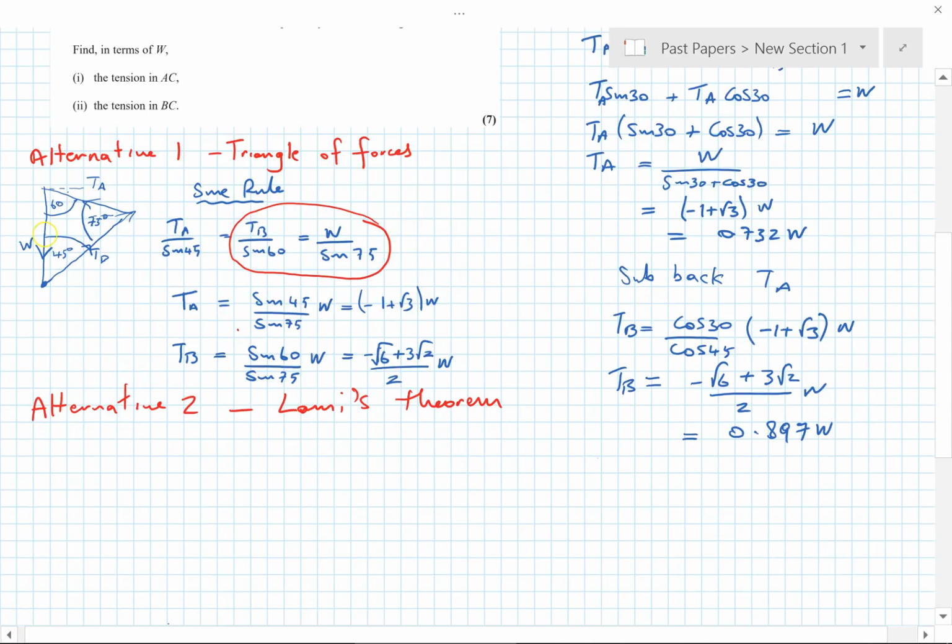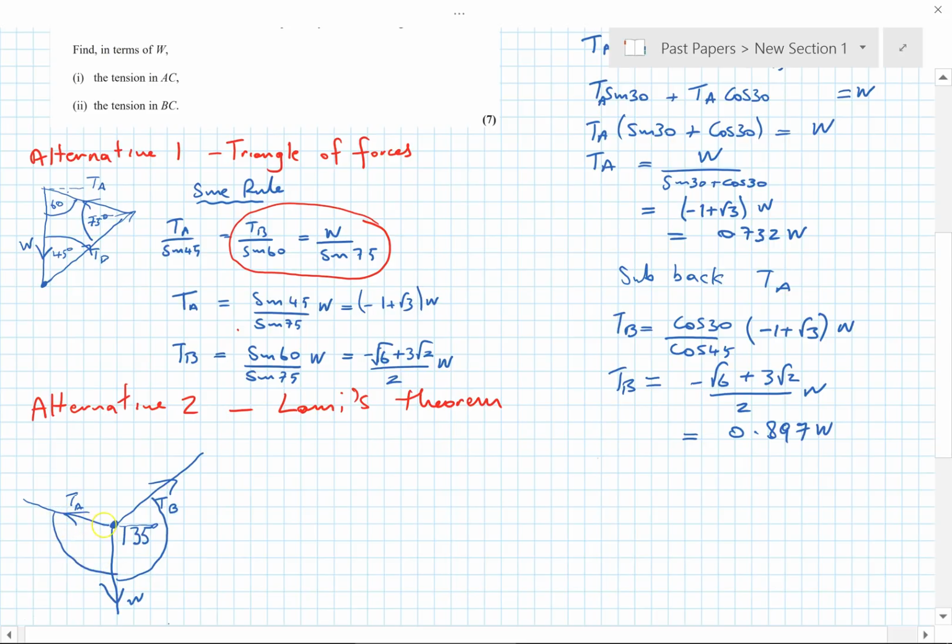Now Lami's theorem doesn't require the triangle, we can just draw the forces as they are. So we have TB going in that direction, and we've got TA going up here like this, and we've got W going downwards. If you use this method, what we want is the angles in between all of them. So the angle I've marked there is going to be equal to 45, so this angle here is 135 degrees.